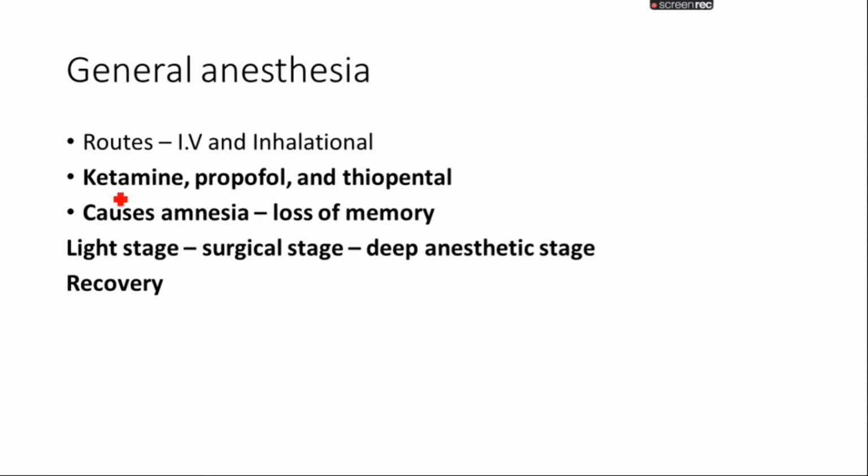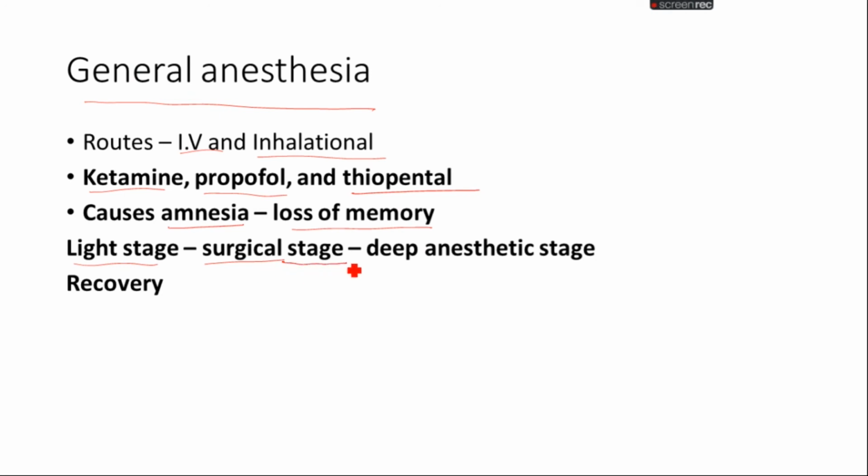General anesthesia is given through two routes, IV or inhalational, and these are the drugs which are used in general anesthesia: ketamine, propofol, or thiopental. General anesthesia causes amnesia, the loss of memory, and the animal moves from the light stage, and when we achieve the light stage, then we perform the surgical task. As we know, in general anesthesia the whole body of an animal is anesthetized. The whole body of the animal cannot sense anything from the surroundings, cannot have pain in the body as well. So most commonly when we have a major surgery, we perform general anesthesia.